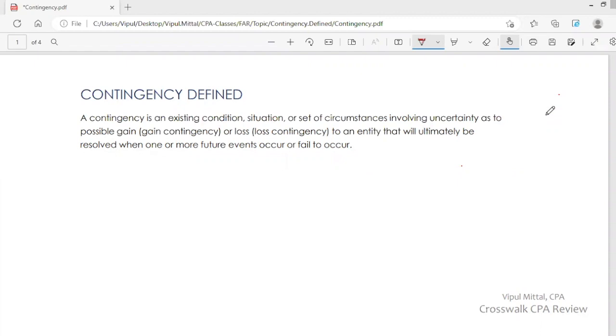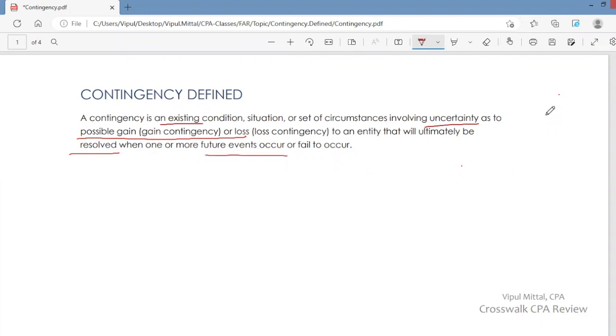So a contingency is an existing condition, situation or set of circumstances involving uncertainty as to possible gain or loss to an entity that will ultimately be resolved when one or more future events occur or fail to occur. So a lot of things in one sentence, and all these define contingency. So it is an existing condition, situation, or set of circumstances. It is not a future condition. It is an existing condition.